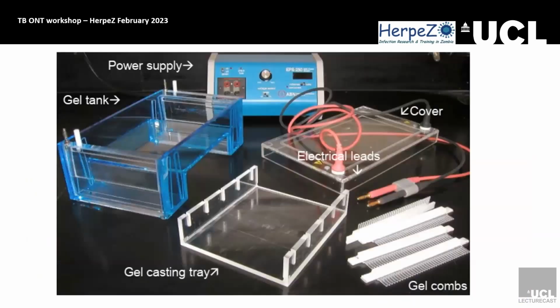So that's just the equipment that you use when you're running a gel. You've got your tray, your electric leads, your power supply, and your gel tank, where you put your buffer in and submerge your gel.